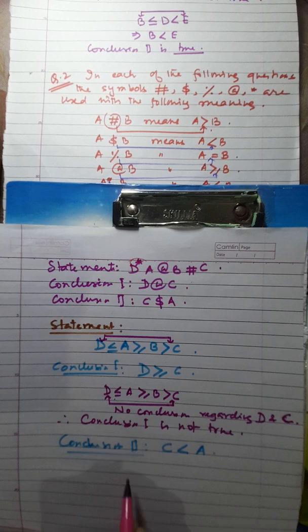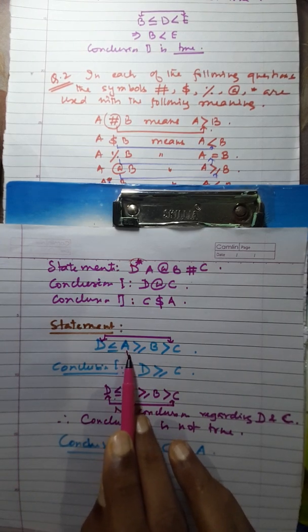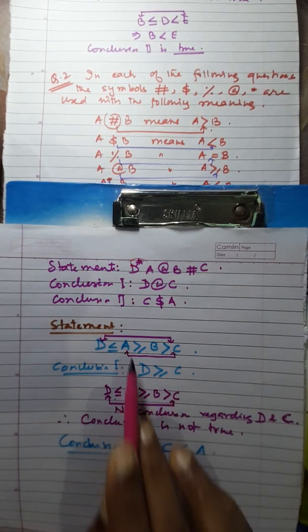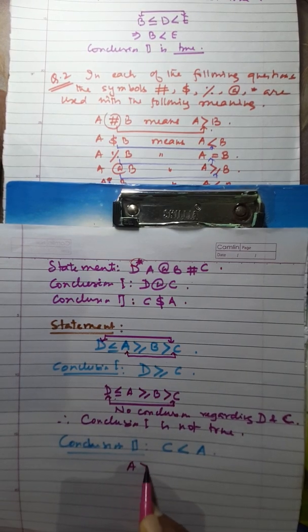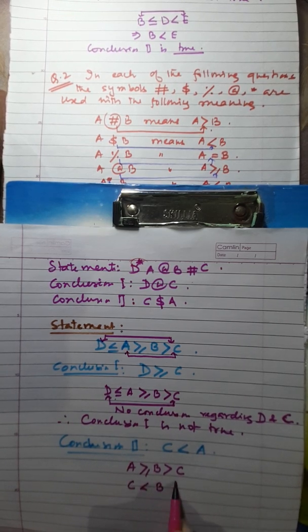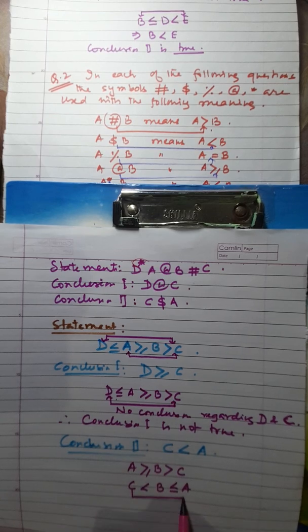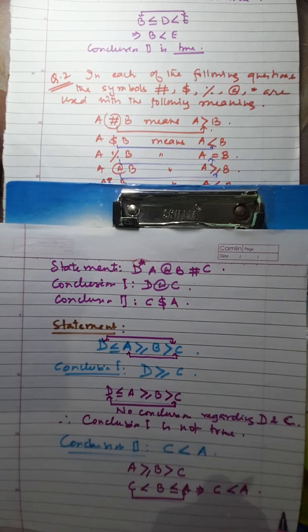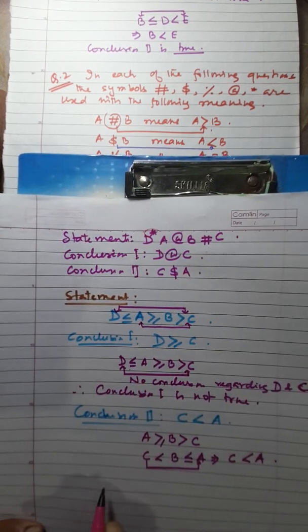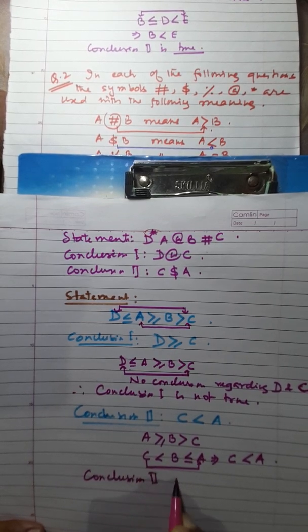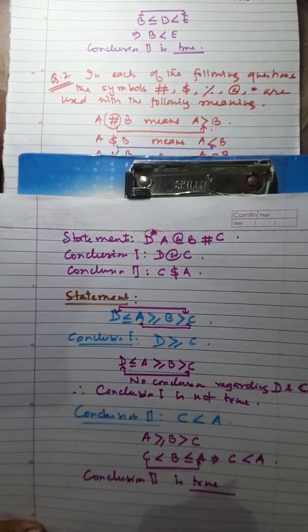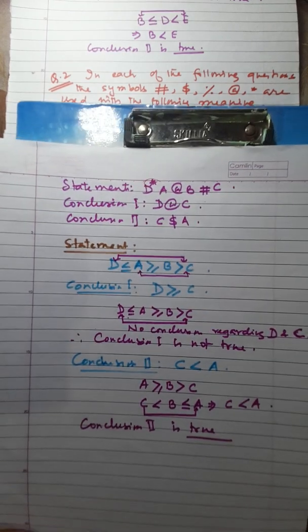This is the statement; we have to find out the relation between A and C. A is greater or equal to B, B is greater than C. That means C is less than B, B is less or equal to A. So from here it implies C is less than A. So conclusion 2 is true.